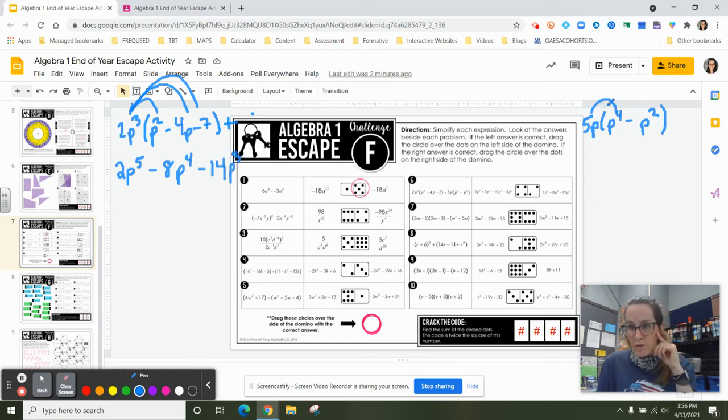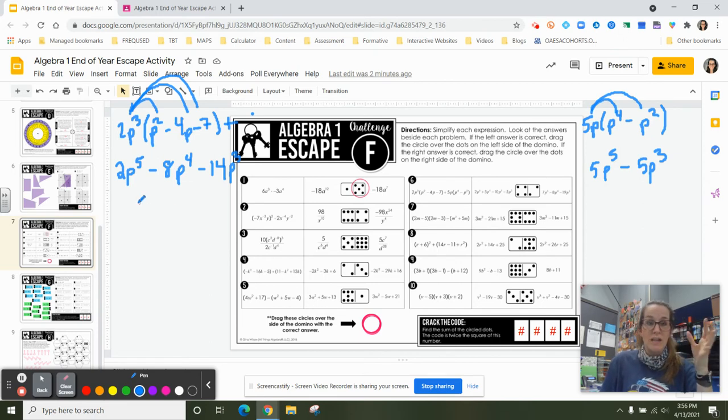Let's work over here on that right-hand side. So I've got 5p times p to the 4th, so 5p to the 5th. And 5p times p squared is 5p cubed. I'm going to bring that 5p to the 5th minus 5p cubed over onto the left-hand side of my screen because I'm adding them, right? So I'm going to line up like terms. So I've got 5p to the 5th, and I've got a negative 5p cubed.